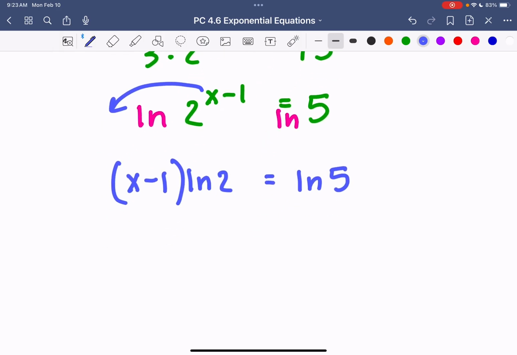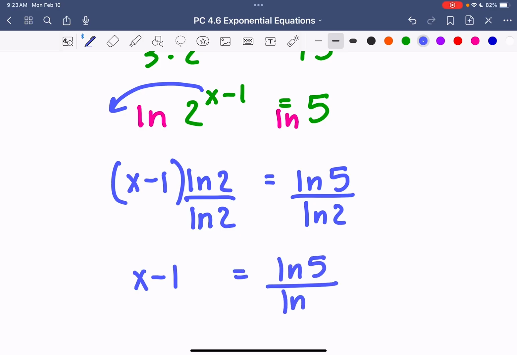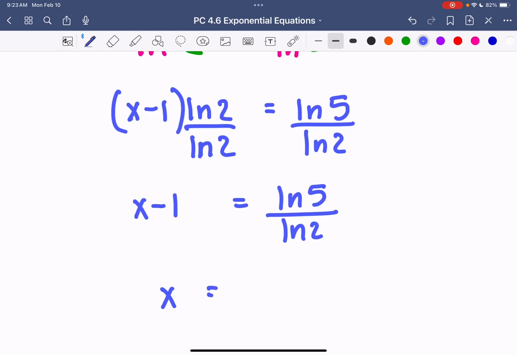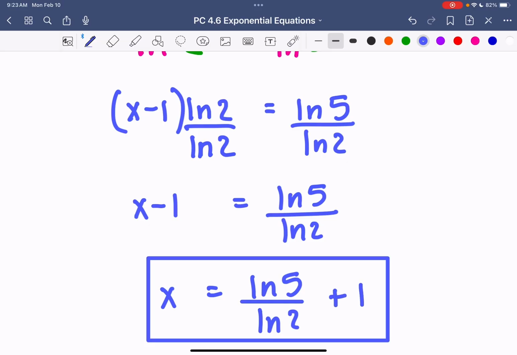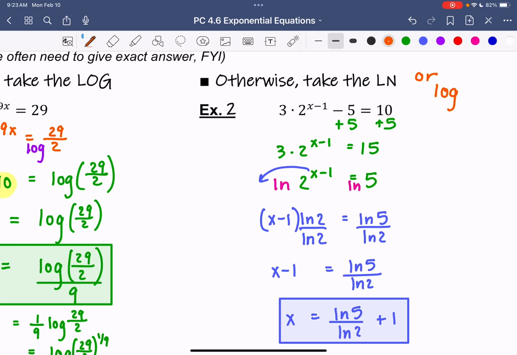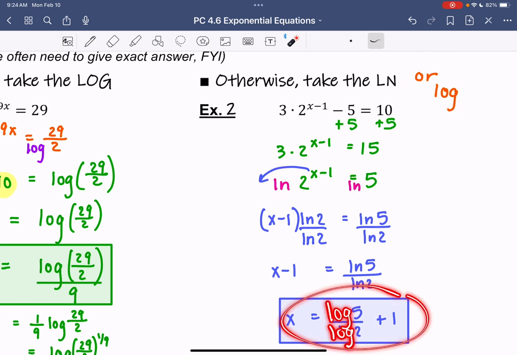Now, 2 different ways to solve. In this case, we could distribute the ln of 2 and then isolate x. But in this case, it is simpler, in my opinion, to divide by ln of 2, and add 1. And there's our exact answer. Now note if you did choose to log both sides instead of lning, the same answer you will get except just log base 10, and that is an appropriate and correct answer as well.